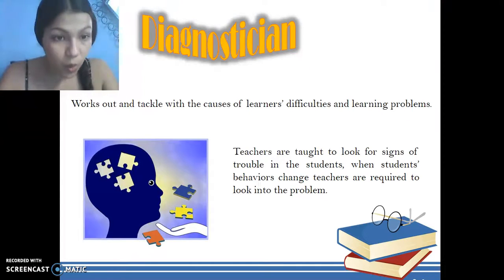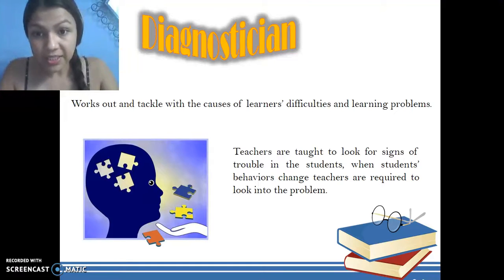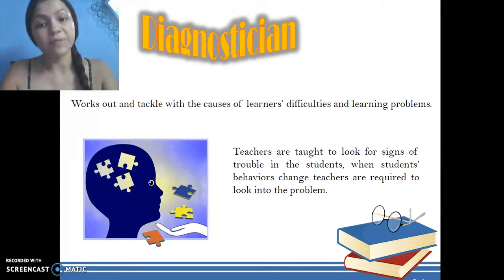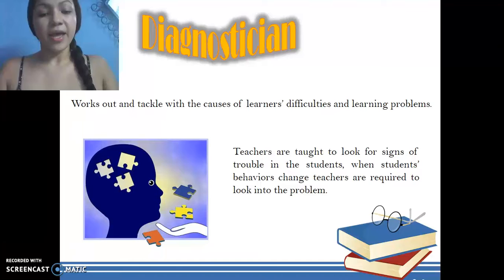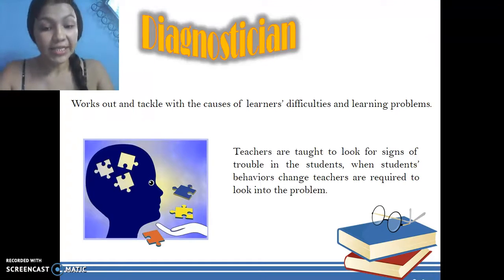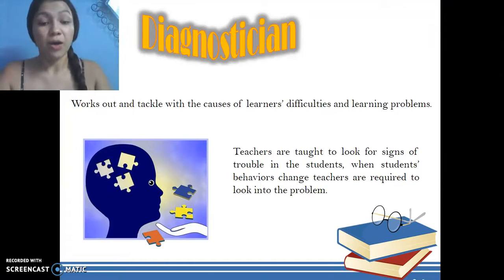Diagnostician works out and tackles the causes of learners' difficulties and learning problems. Teachers are taught to look for signs of trouble in the students. When students' behaviors change, teachers are required to look into the problem. So teachers are taught to look for signs of trouble in the student. It's important to follow the procedure when a teacher detects some trouble in the students.